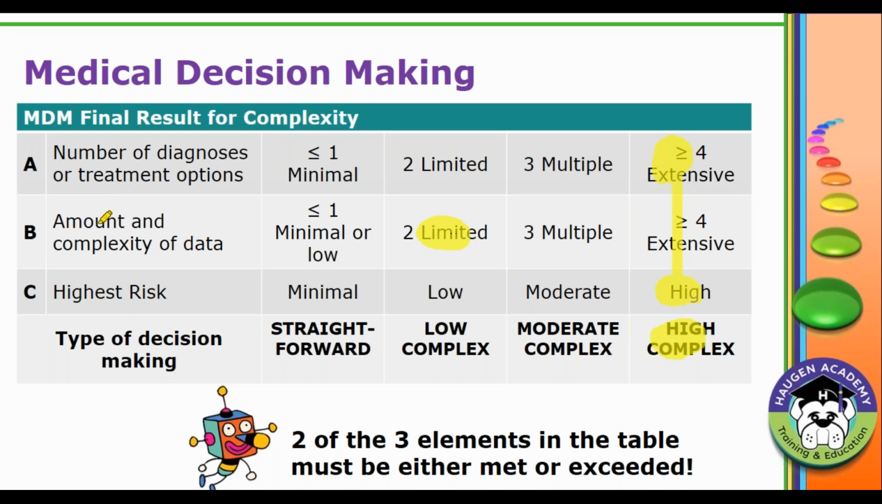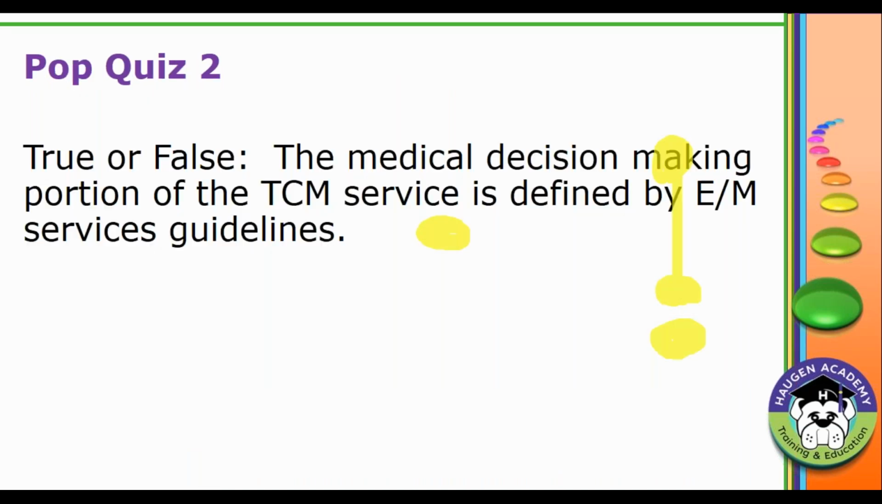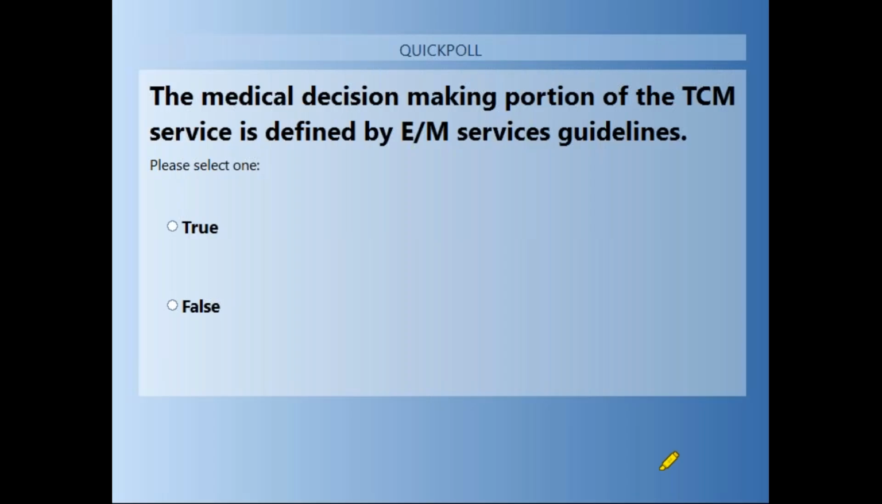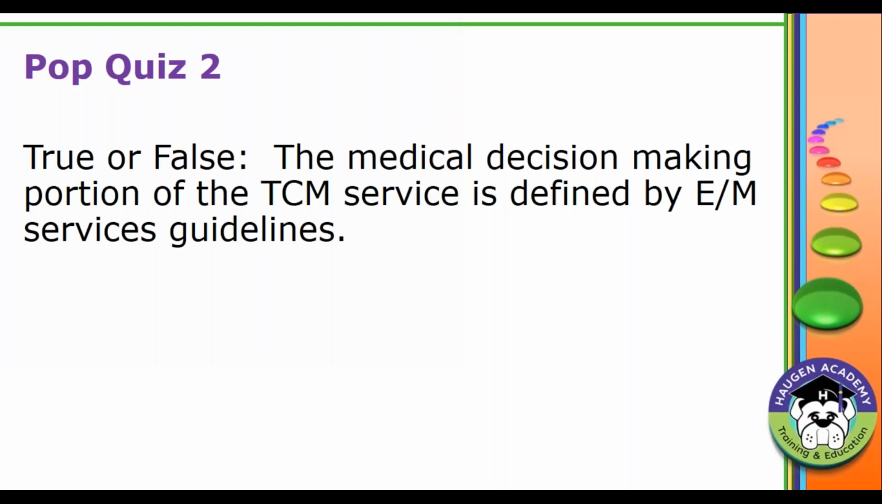All right, that was our medical decision-making run-through, and that brings us to pop quiz number 2. Perfect. All right, I am finding the poll right now. I'm launching it. Okay, the question is, the medical decision-making portion of the TCM service is defined by E&M service guidelines. You have a 50-50 chance. Is that true or is that false? What do you think? Looks like I got, there we go. Boy, you guys are good. I hit 100% already. Okay, I'm going to close the poll.